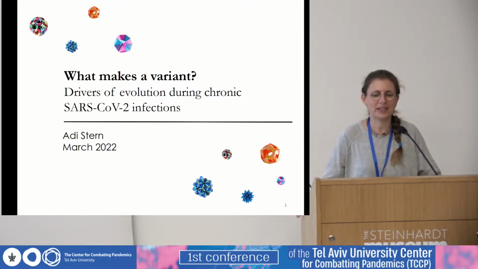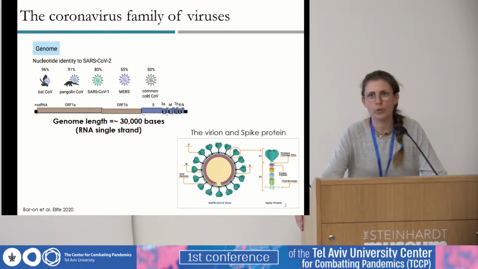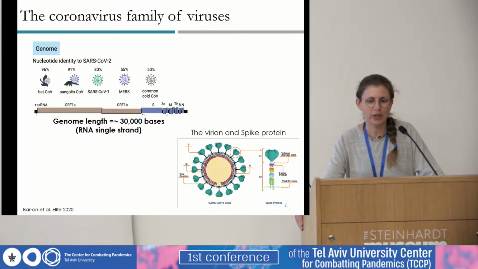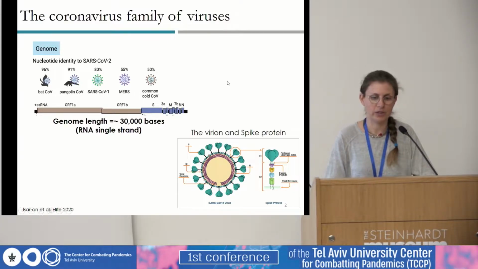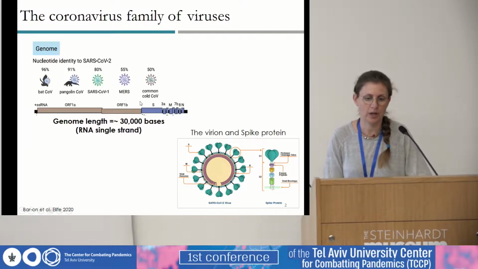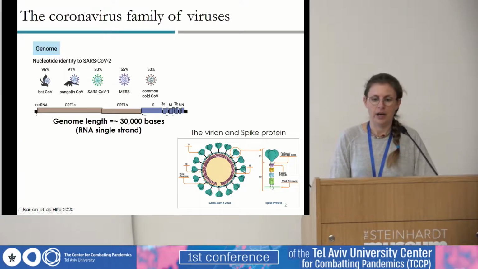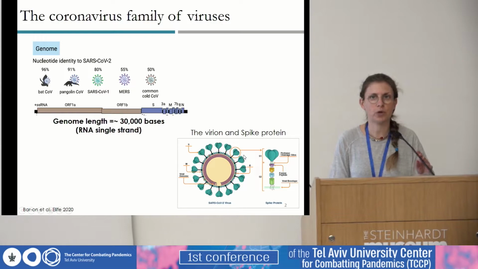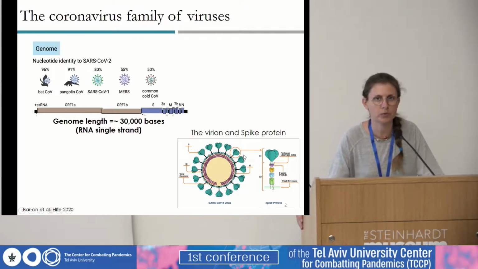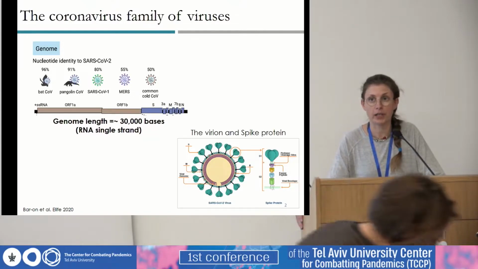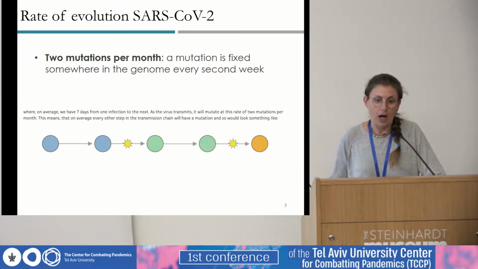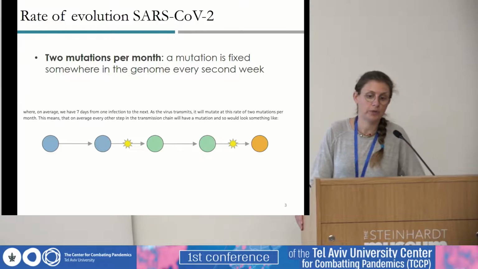What makes a variant and drivers of evolution during chronic SARS-Coronavirus-2 infections. And so we really don't need the introduction here about this virus and about its genome and its similarity to other coronaviruses. And of course, the importance of the spike protein in mediating the interaction with the receptor and being the target of the antibody response. I will talk about the evolution of this virus.